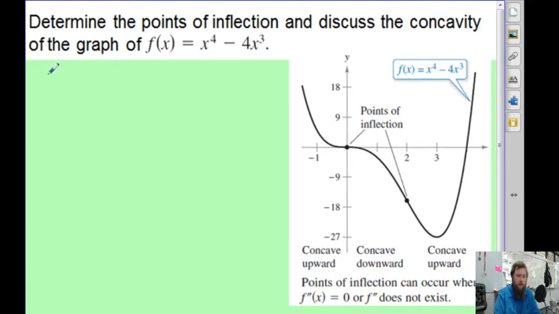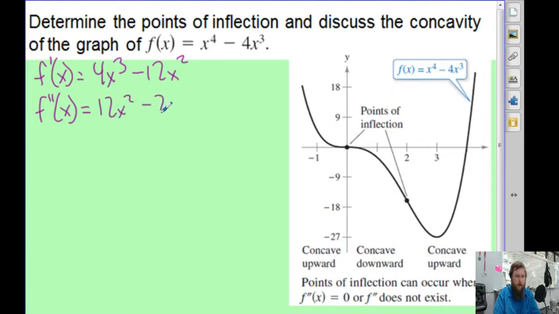So f of x equals x to the fourth minus 4x cubed. So I'm going to have to say the first derivative, f prime of x, is going to be 4x cubed minus 12x squared. And the second derivative, f double prime of x, is going to be 12x squared minus 24x. All right, so to find the points of inflection, we have to find where it's 0 or does not exist. So it's never going to not exist, so we have to just set this to 0. 0 equals 12x squared minus 24x.